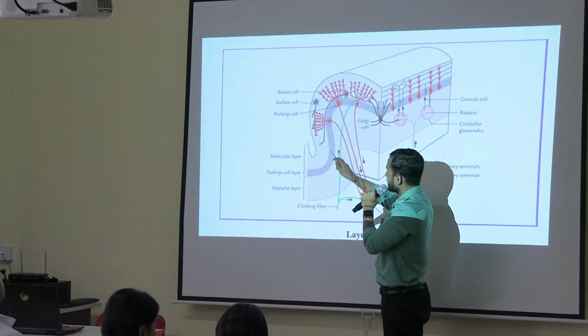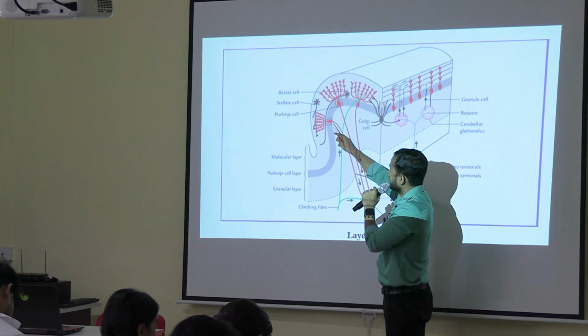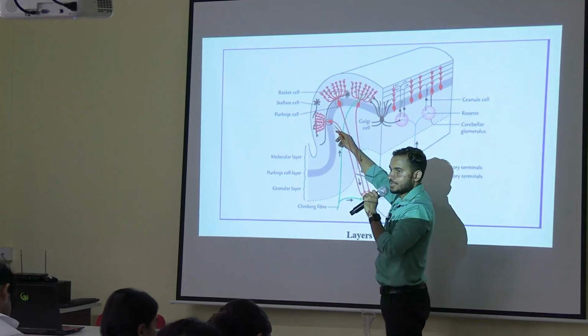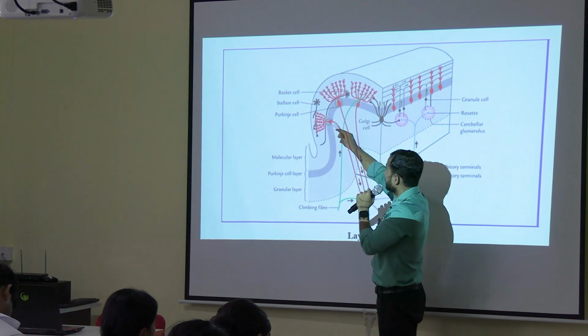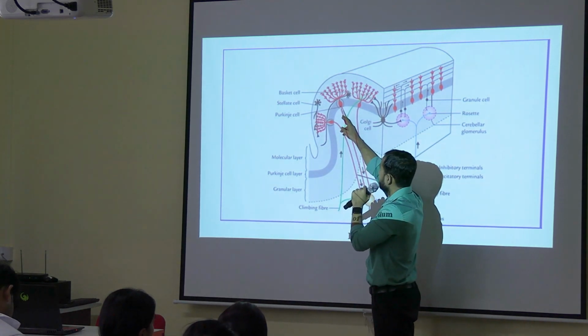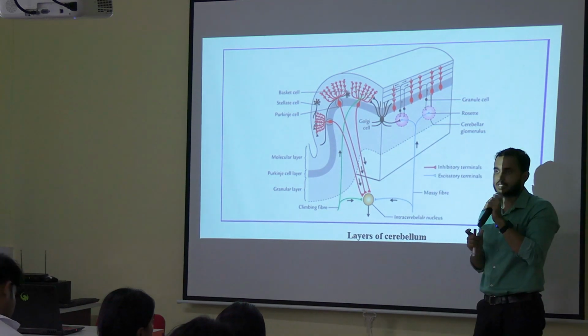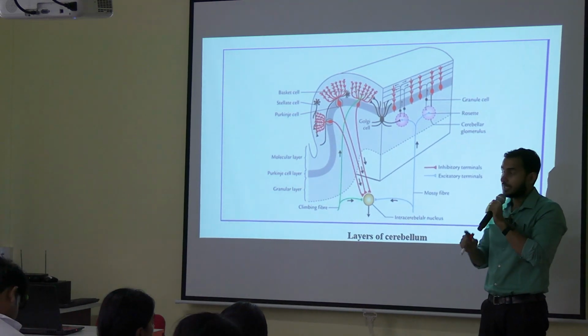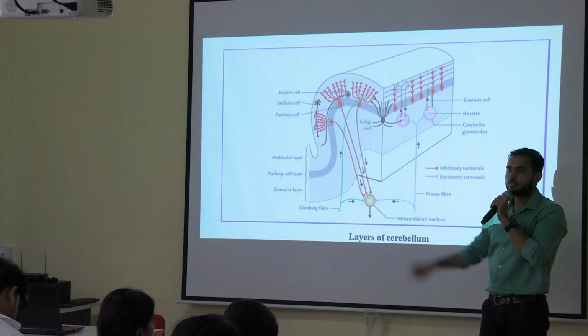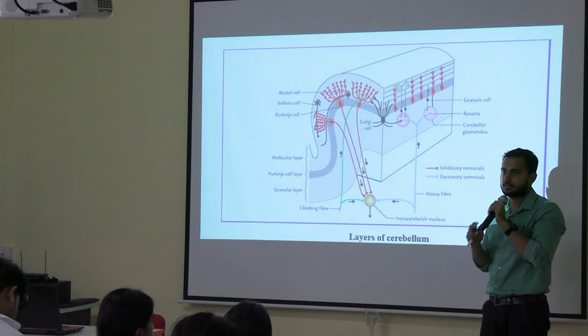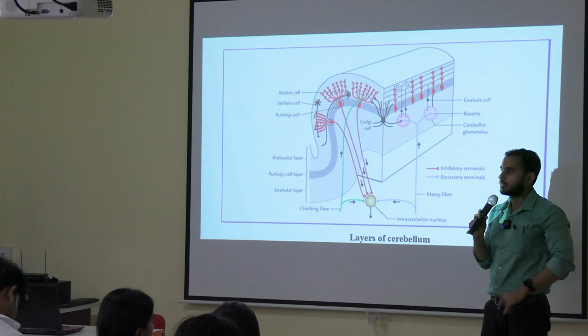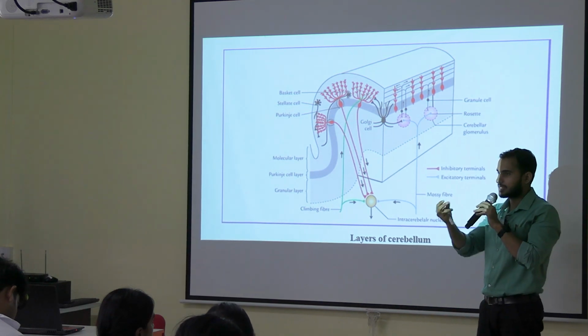Now if you concentrate over here, this is the Purkinje cell layer. Here you can see the cell bodies of the Purkinje cells. Only the cell bodies are present, in a single layer. Next, from the cell bodies, what is coming out?